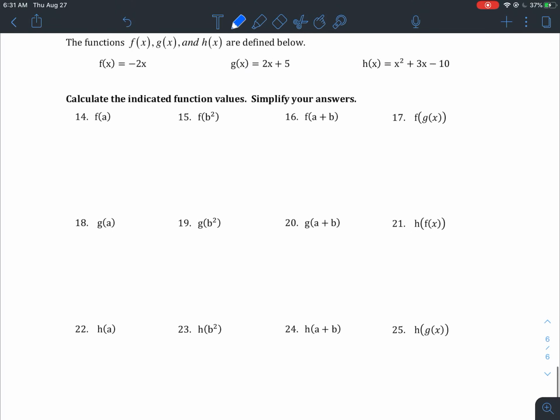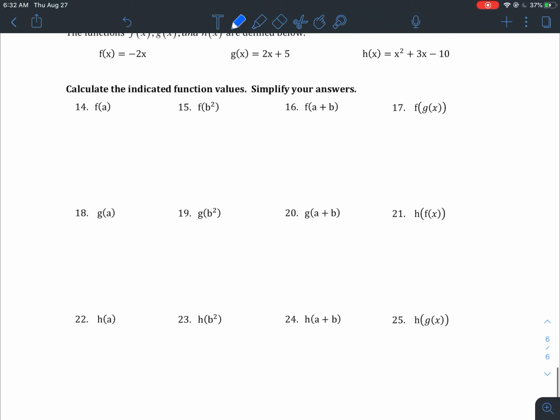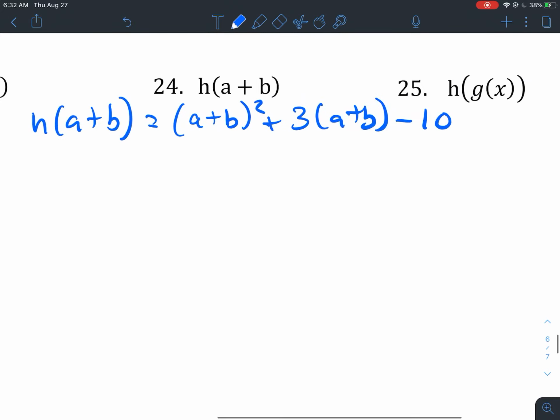So what they want us to do here is plug in a plus b into h. So this is my h function here. So I'm going to go ahead and do h of a plus b equals, and then I need to plug in a plus b wherever I see an x. So I need to plug it in twice. So we're going to do a plus b squared plus 3 times a plus b minus 10.